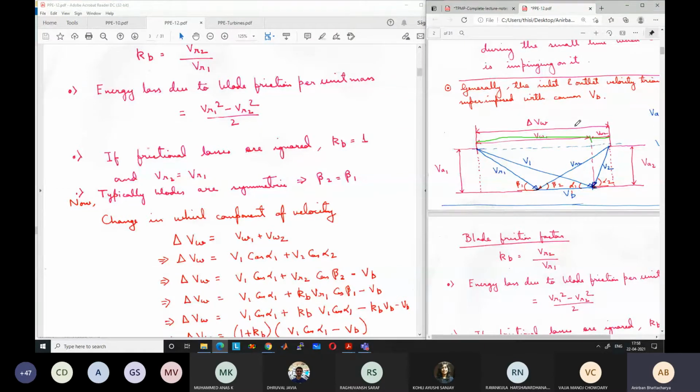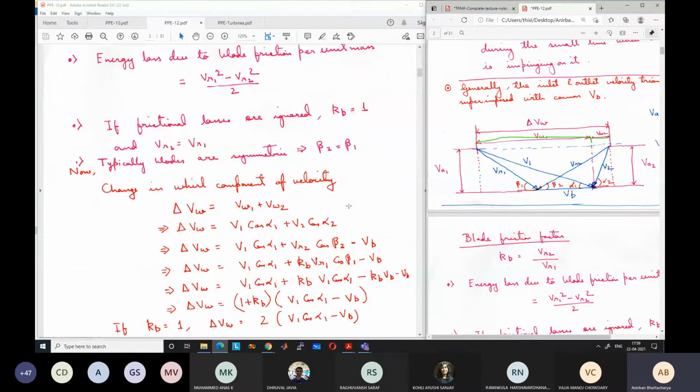And what is the change in momentum? It is mass flow rate into change in the velocity in the wheel direction. Change in velocity in the wheel direction is delta VW. So change in wheel component of velocity is delta VW. So we can calculate that as VW1, this part, plus VW2, this part.